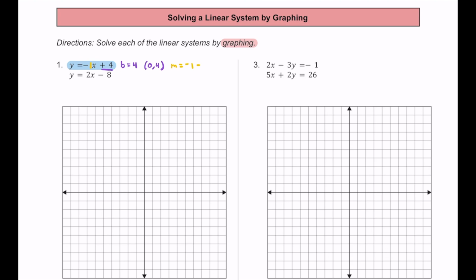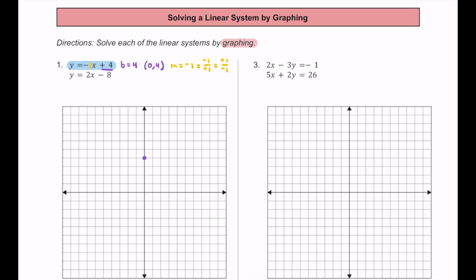Now, we can also write this negative 1 as a negative 1 over a positive 1, or we can think about this as a positive 1 over a negative 1. Both of those are true. Now let's go ahead and graph this first equation. So we knew that b was equal to 4, so we knew the point (0, 4) is the y-intercept. Now I'm going to say that every box is worth 1 on this graph, so here's where (0, 4) would be on our coordinate plane.